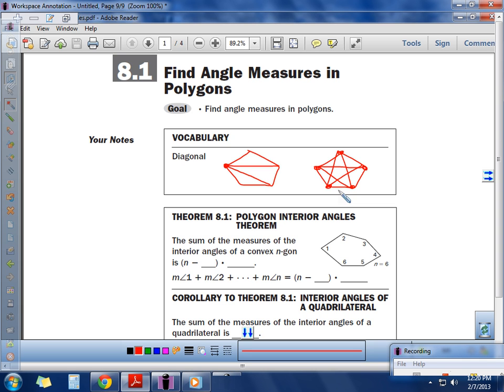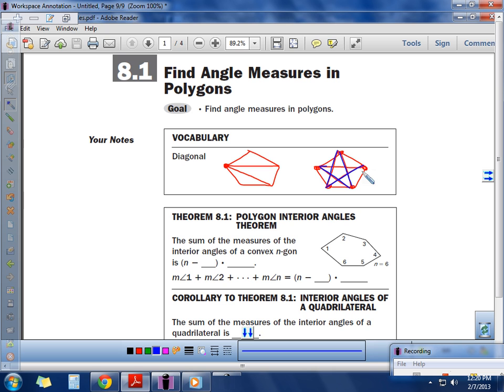There are 10, 2 coming from each vertex. Actually, there aren't 10. I'll highlight them. 1, 2, 3, 4, it is 5. Good job if you said 5. I double counted them for some reason.